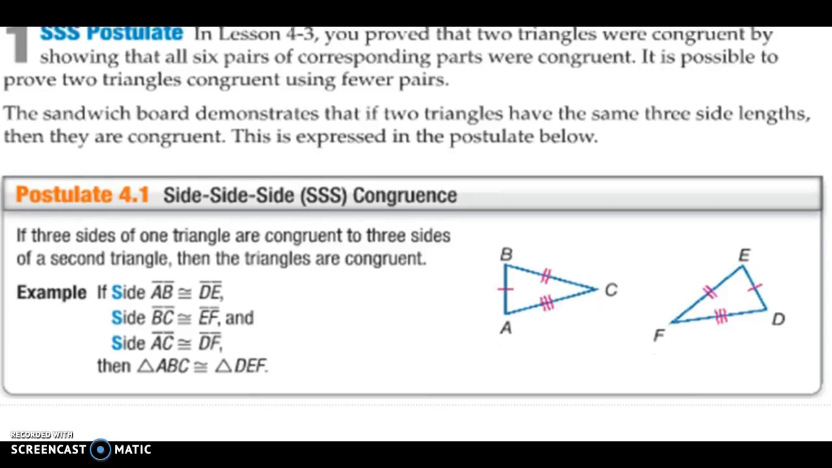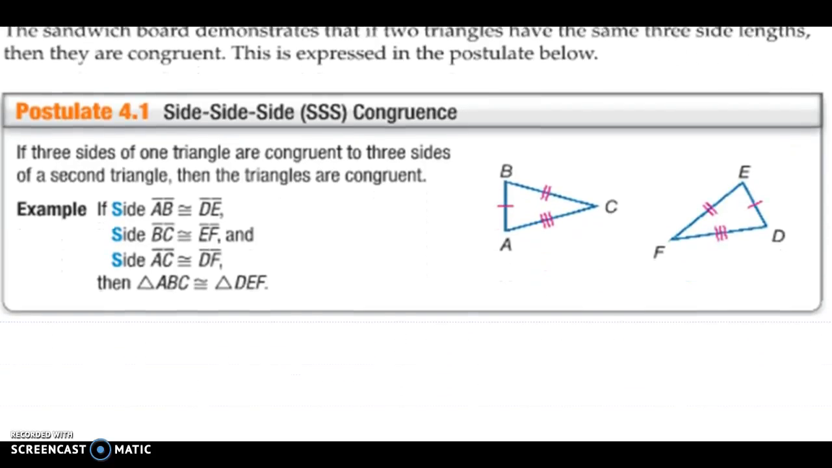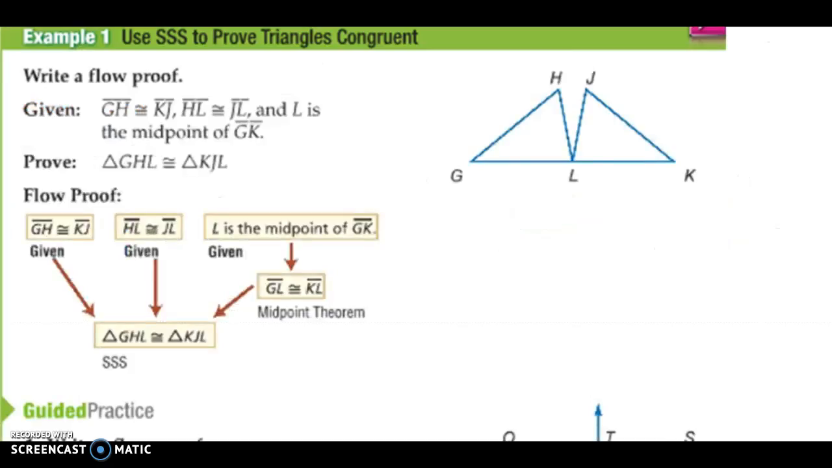It says that if I have a triangle in which AB is congruent to DE, BC is congruent to side EF, and AC is congruent to DF, then the triangles would have to be congruent. If all three sides are congruent to all three sides, then the triangles are going to be congruent. So let's look at an example of a flow proof.